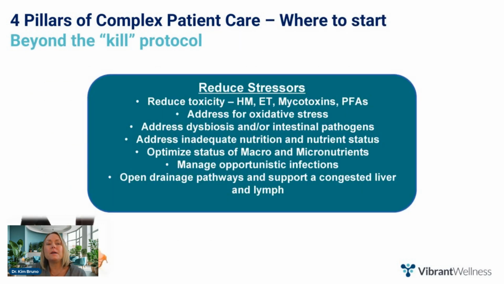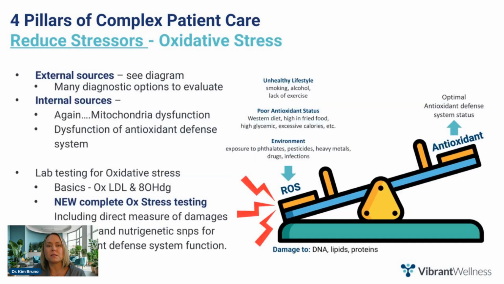Okay, so next you want to reduce those stressors. Now, Dr. Salt talked a lot about toxicity. He showed you a toxic burden test. I'm going to talk a little bit more about oxidative stress, but really looking at all the different ways that stressors could be impacting the system because it's a terrain issue. Do they have adequate nutrition and nutrient status? Are there opportunistic infections? What's happening with their drainage pathways? Do they have a congested liver or lymph? What else is going on that could be increasing stress on the system?